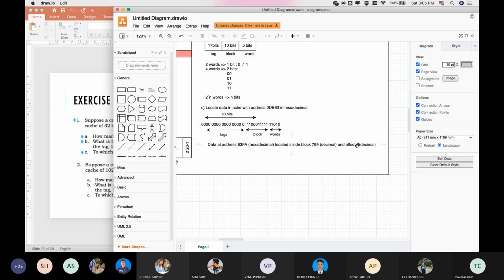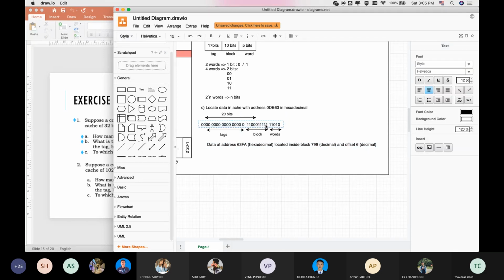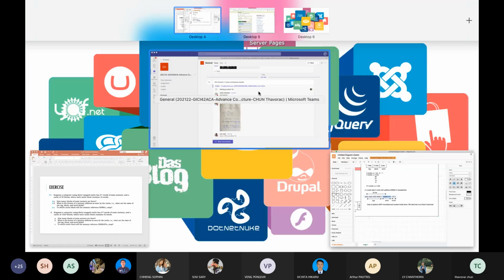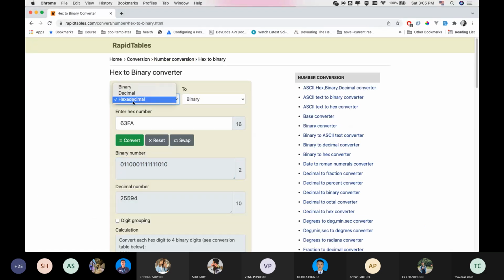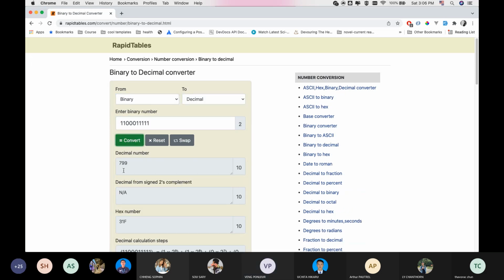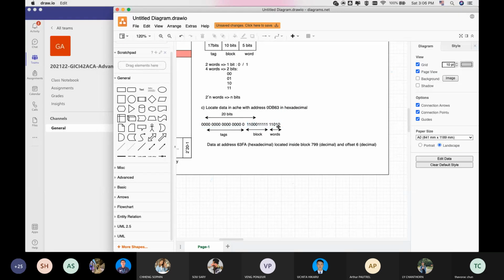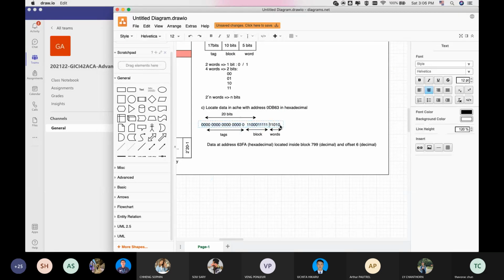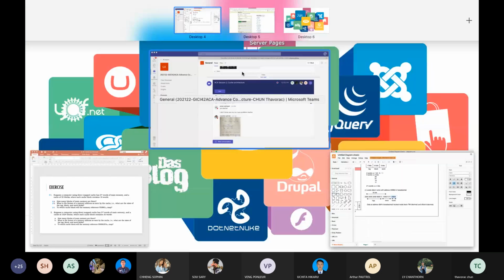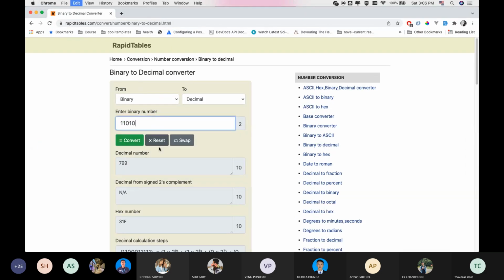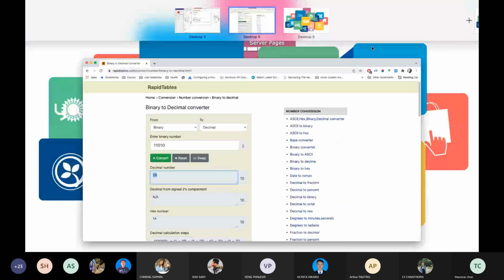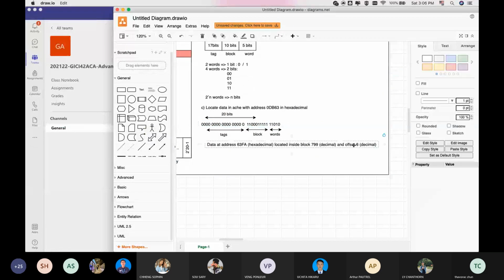Okay. So what you do is just convert this back into decimal. Copy it here. From binary, 26. Okay, then. So the block here is 799, that's correct. And for the offset, we need to copy the last 5 bits here, and convert it to decimal, which is 26. Okay, that's correct.